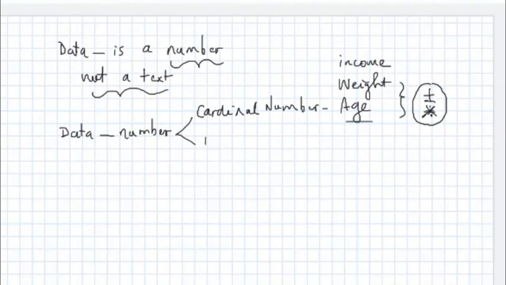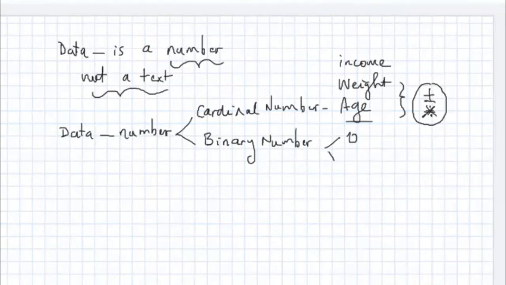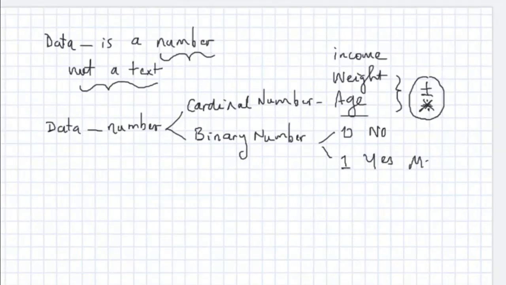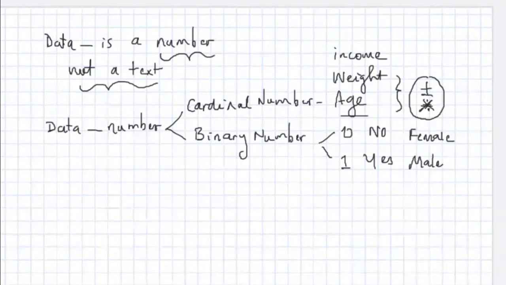There are many other numbers. Another set of numbers is binary numbers. You will find that certain data we collect as binary numbers. These are 0 and 1 variables. These are the two options, like a yes-no variable. Another way to think about it is like a male-female variable. It may not be binary, but you can place it as a binary variable.